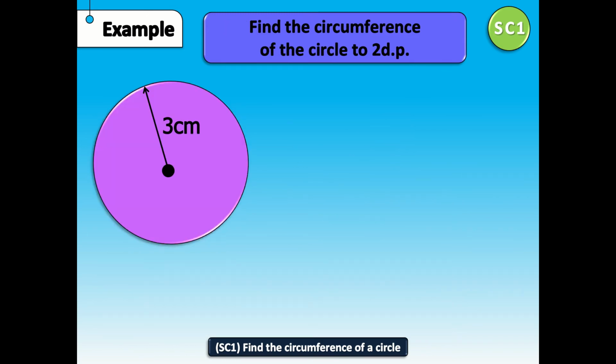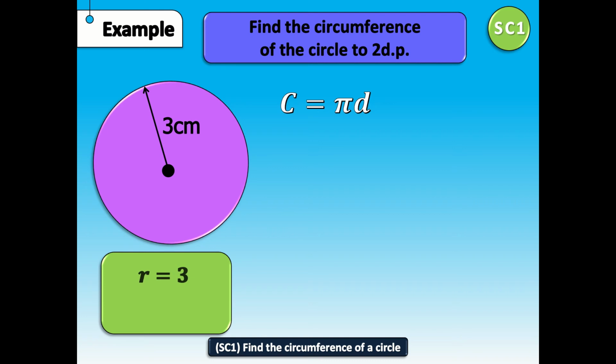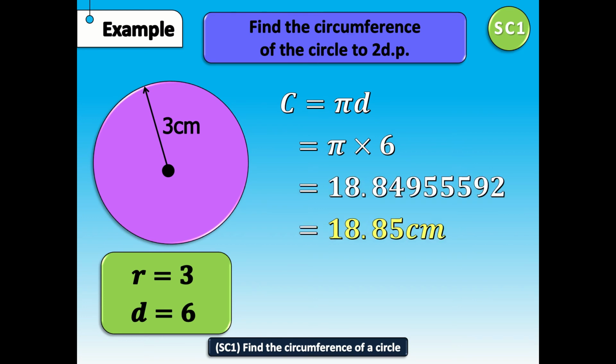Here's another example. So we need to do pi times the diameter to find the circumference. So here, the radius of the circle is 3 centimetres. So the diameter is always twice as long as the radius. So the diameter would be 6 centimetres. So to find the circumference, we do pi times 6, which to 2 decimal places is 18.85. In terms of pi, we've times pi by 6, so the answer would be 6 pi.